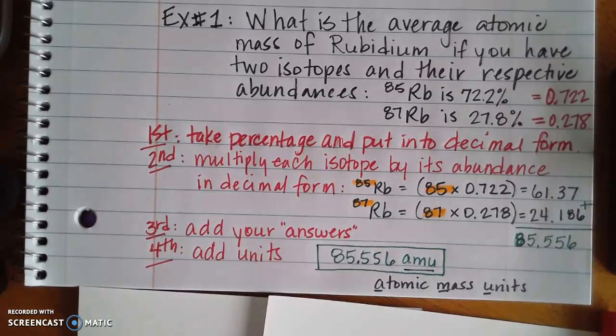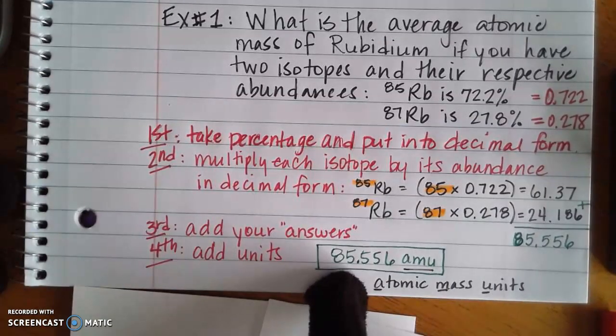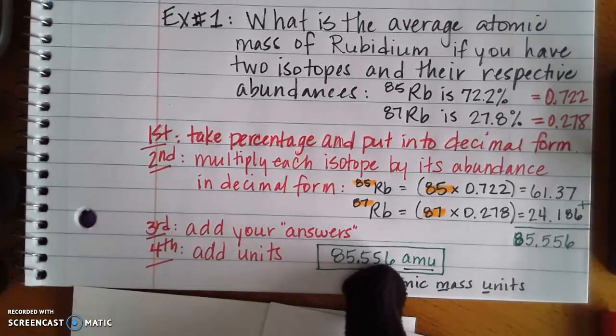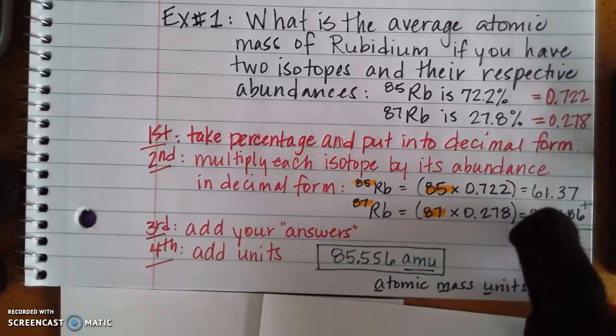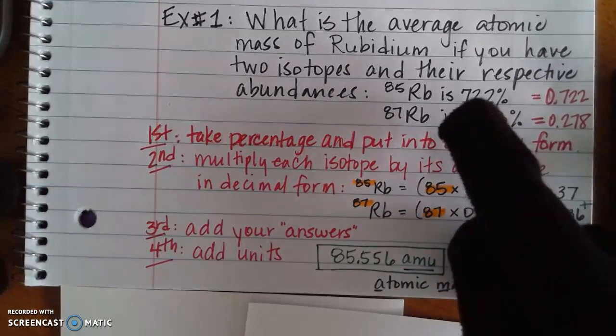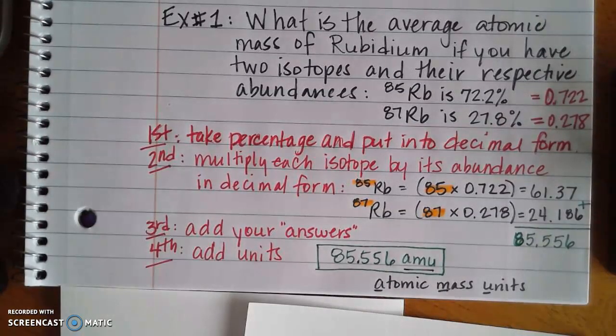So now notice I told you guys your answer would be correct if you had it between 85 and 87. My number is between 85 and 87, so it is correct. And what I would suggest is noticing also that 85.556 is closest to rubidium 85, right? So because of that, clearly we had a higher percent abundance of rubidium 85 than we did 87. So all of our answers and everything checks out. Okay, stay tuned for number 2 of teacher examples.